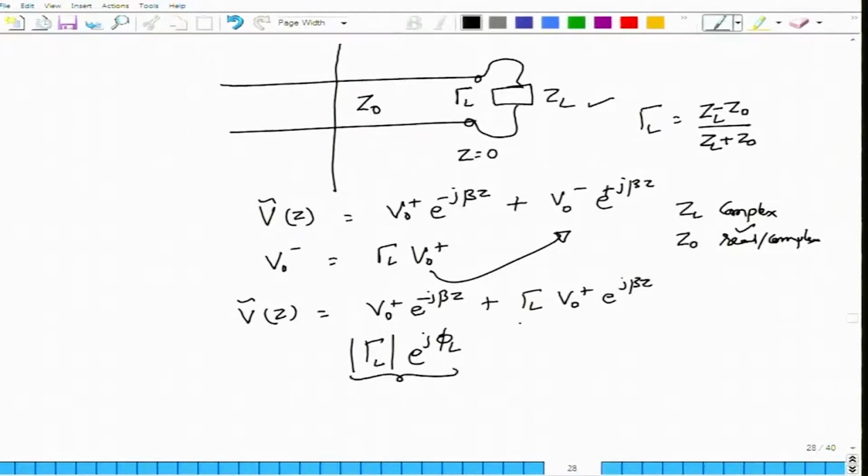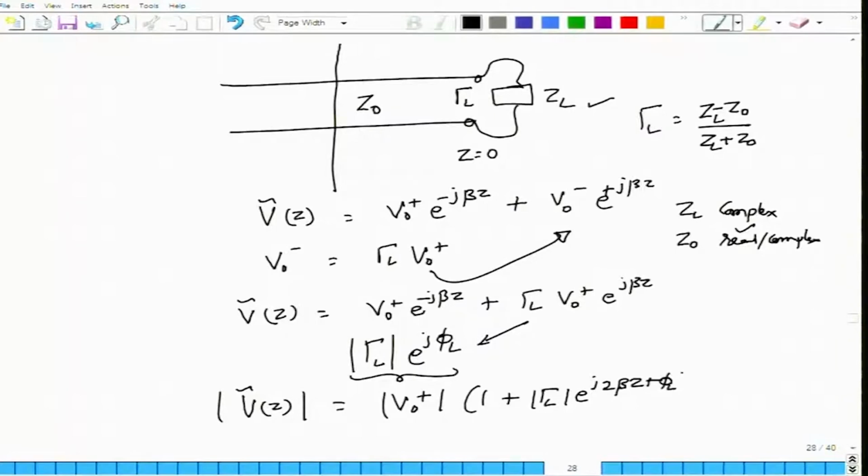So, I can substitute for gamma L into this expression and rewrite the magnitude of the voltage, after taking the magnitude on both sides, as V0 plus magnitude of 1 plus mod gamma L e to the power j 2 beta z plus phi L, this entire thing magnitude. So, let me denote the magnitude points by writing this with a red line. I will leave this again as an exercise to you, it is a very simple exercise. Please find out and verify that the magnitude of the voltage that I have written is given by this.